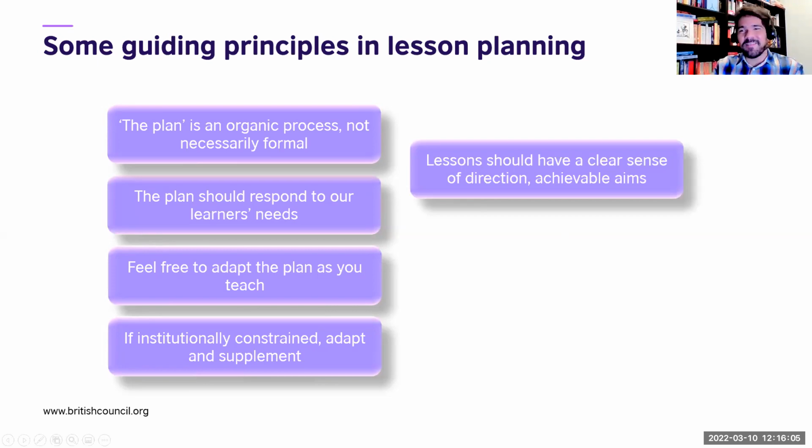The next one, I have a few more. Lessons should have a clear sense of direction. Yes, thank you. Exactly what you were commenting on. Even if you don't write a learning aim at the beginning, even if you're not producing a formal lesson plan, you need to have an idea of what you want your learners to achieve. And not necessarily at the end of the lesson, but all through the lesson.